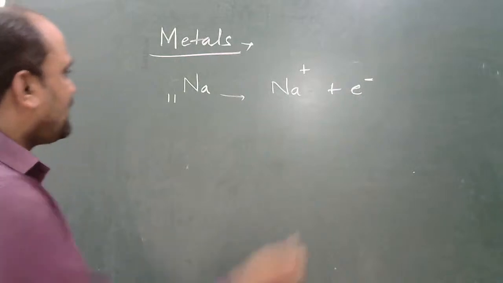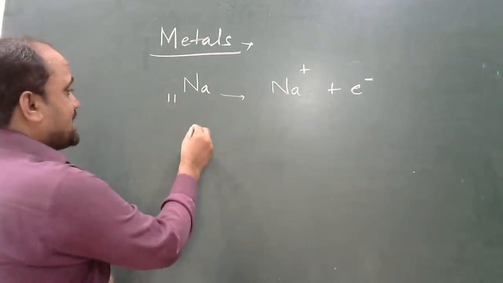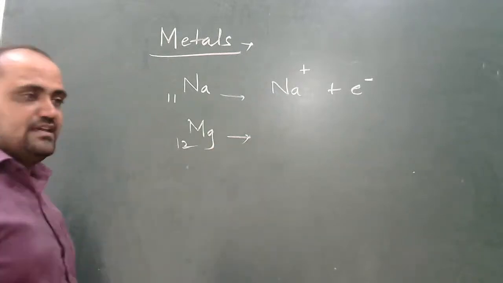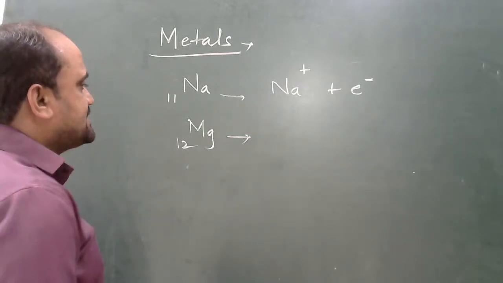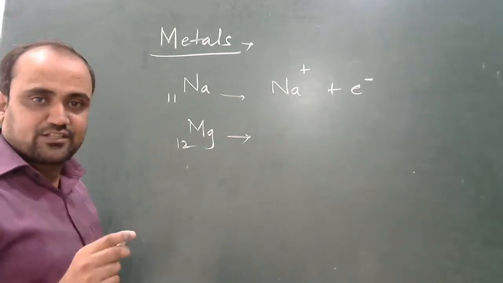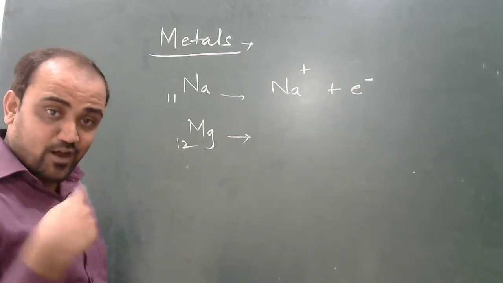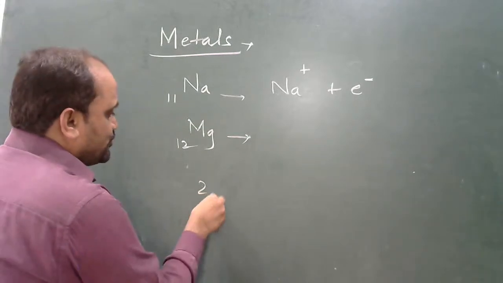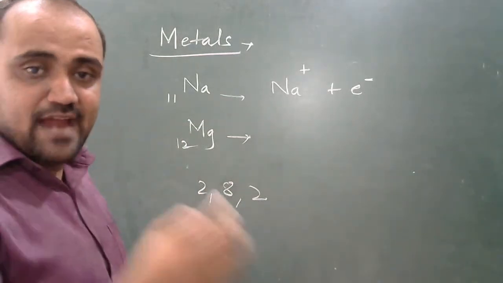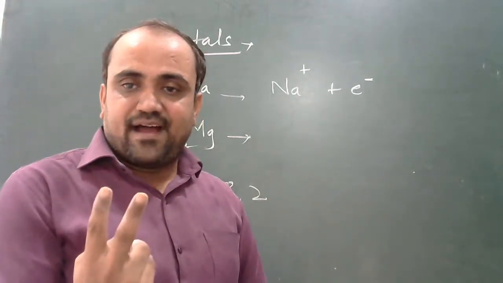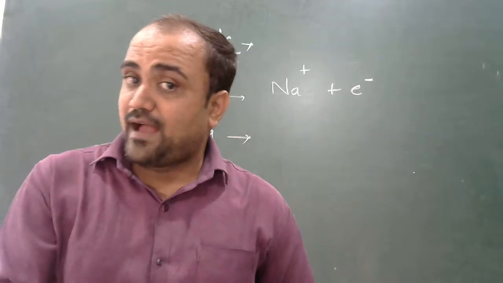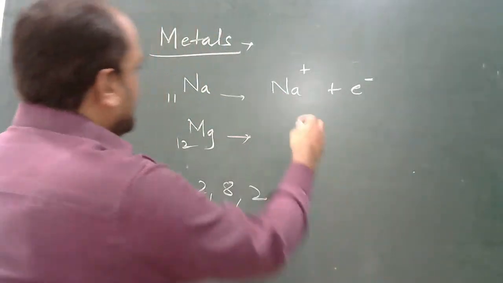Let us see. Now, Mg, if you write atomic number 12. Mg is atomic number 12. So 2 electrons are lost by magnesium. Why? Magnesium has 2, 8, 2. It will lose 2 electrons and form dipositive ion. It will form what? Dipositive ion. Very good.